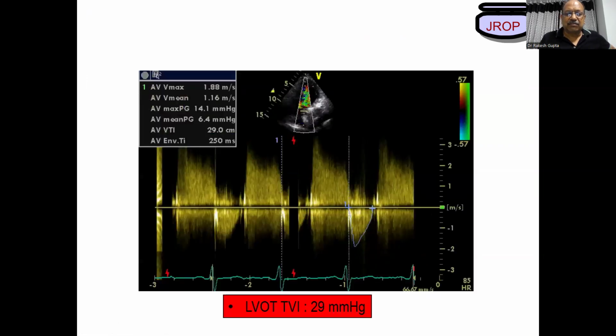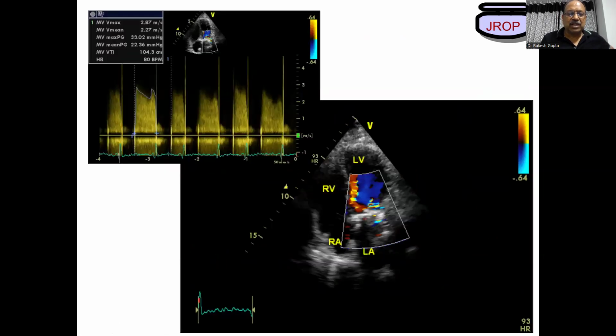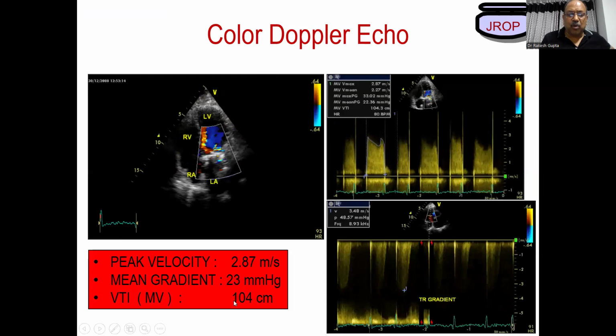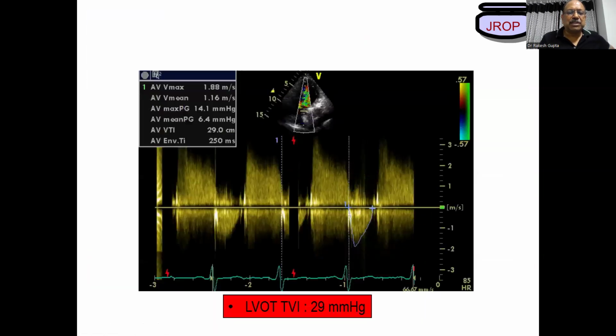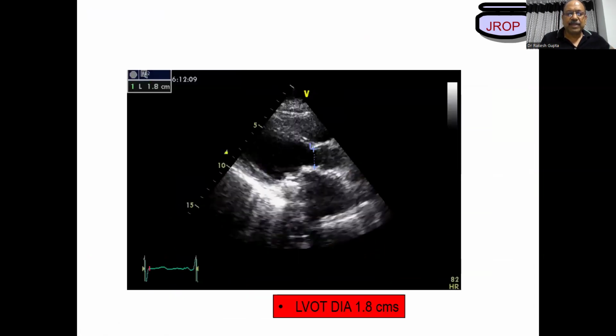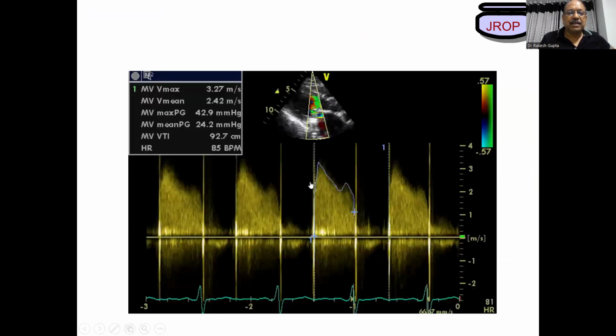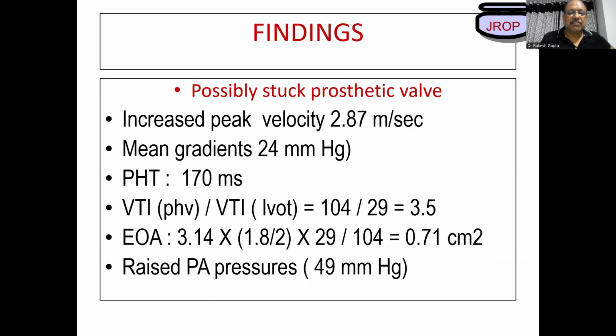And when we look at this stuck valve, we go ahead and do an LVOT VTI, 29 millimeter. Mitral velocity VTI was 104. The next parameter we take is the aortic valve VTI, LVOT VTI, then pressure half time, LVOT diameter, and then again the mitral valve. And finally, the findings in this patient are increased peak velocity 2.87, mean gradient 24, pressure half time 140, ratio 3.5, effective orifice area 0.71, and raised pulmonary artery pressure of 49.